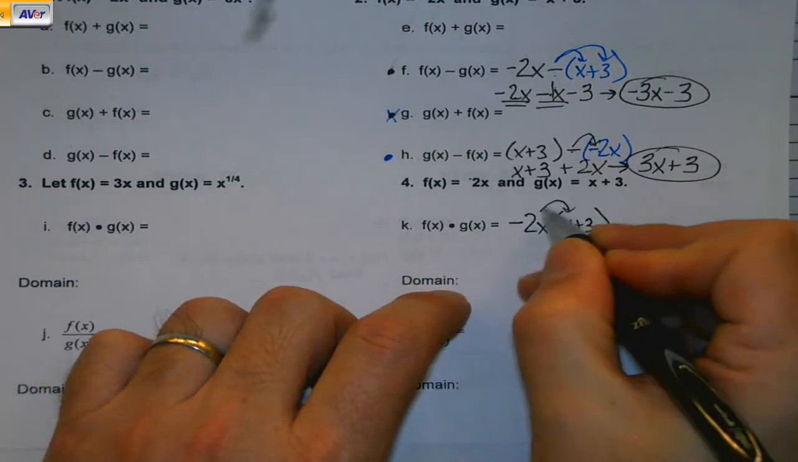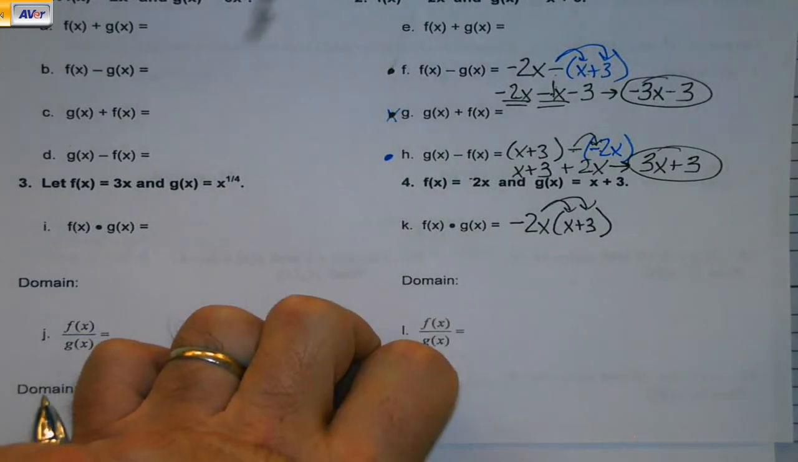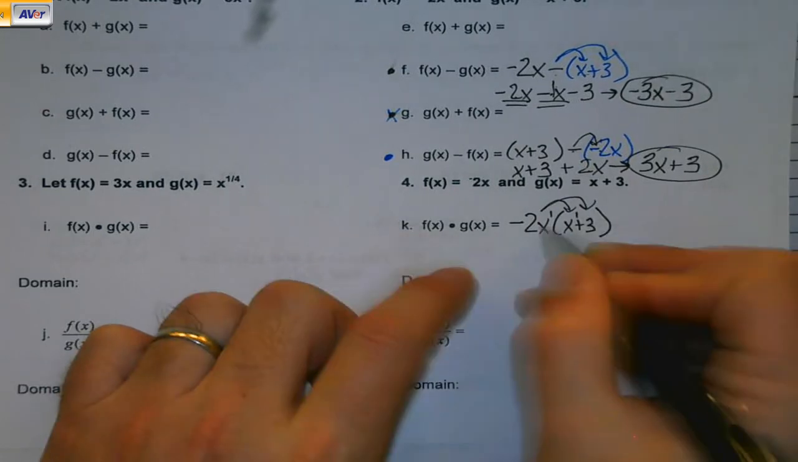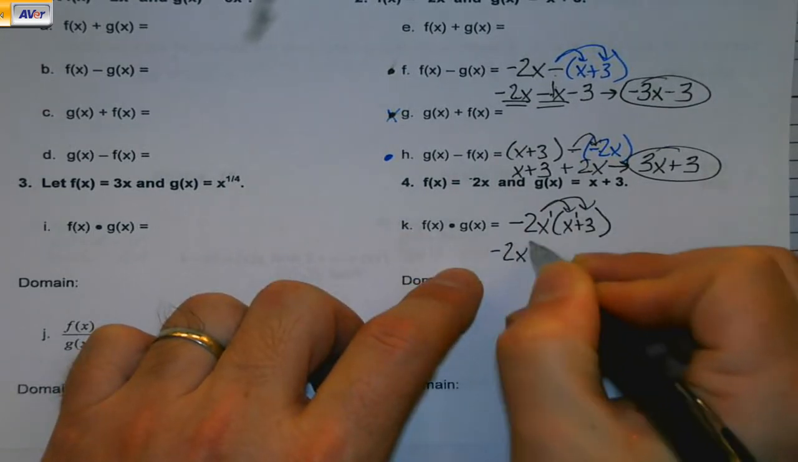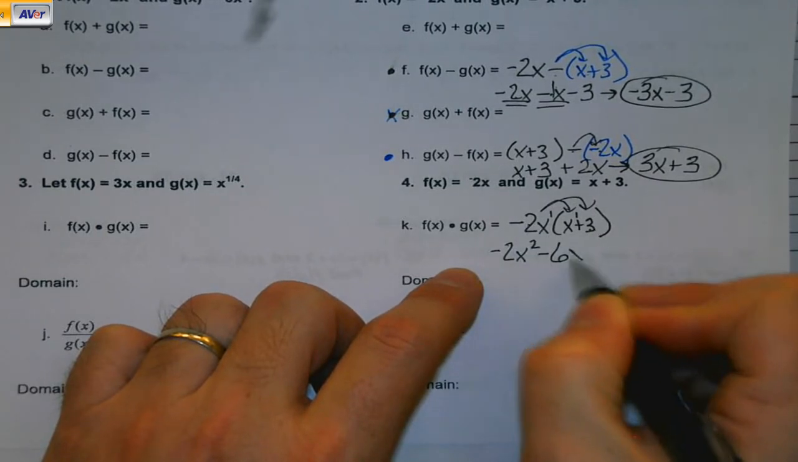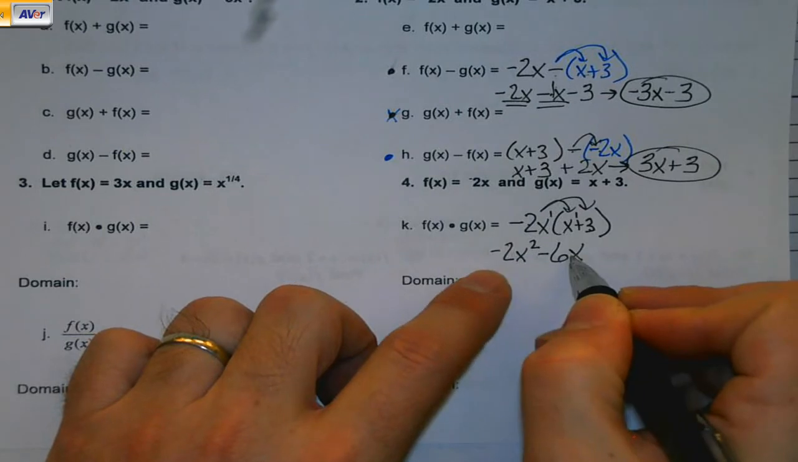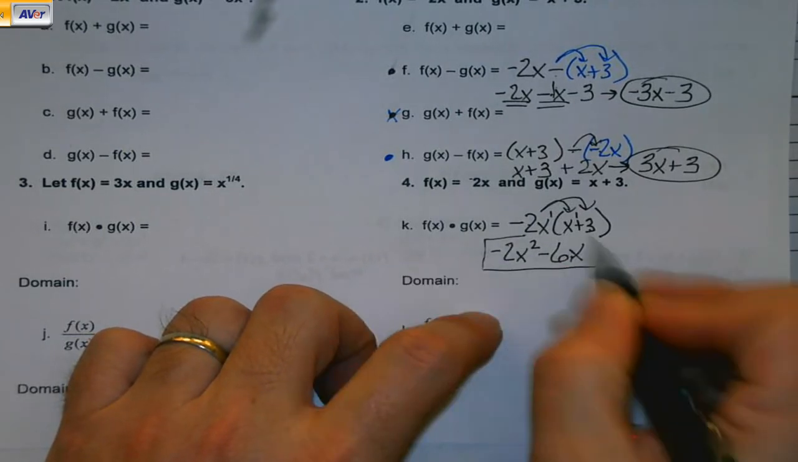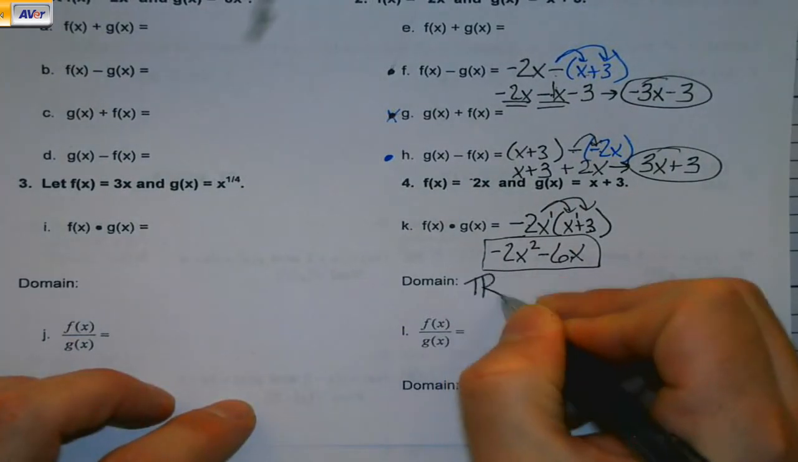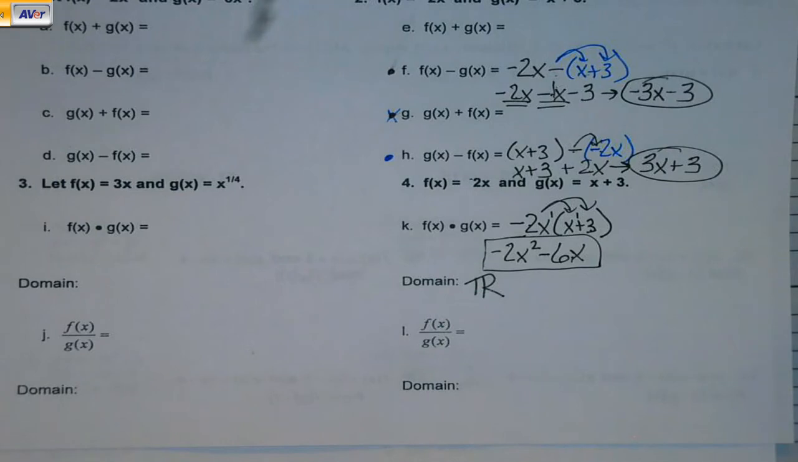Again, we're going to distribute that through. So we would add our exponents since we're multiplying. Negative 2 times 3 is negative 6x. And again, this is x squared, this is x. Those are not like terms. That's as far as I can go. And again, when we're multiplying, I can square any number, I can multiply numbers, that's fine. So my domain just stays all reals.